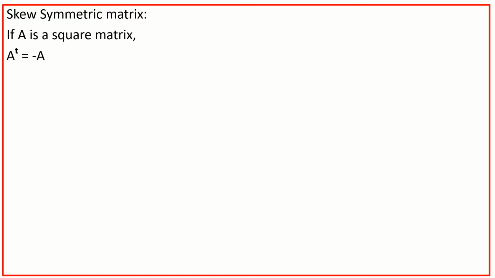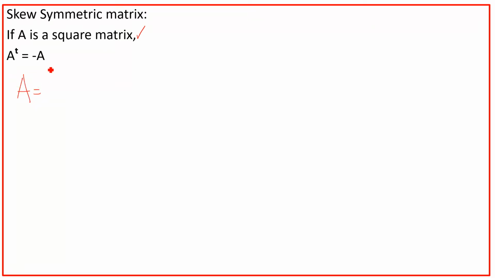Skew symmetric matrix. For a skew symmetric matrix, again the matrix should satisfy two conditions. First, it should be a square matrix. Same thing, number of rows is equal to number of columns. But the second is, if we take the transpose of the matrix, it should be equal to the negative of A. Whatever is the A matrix, it should be equal to the negative of A. Here I will show you the example, okay? Then it will make it more clear.